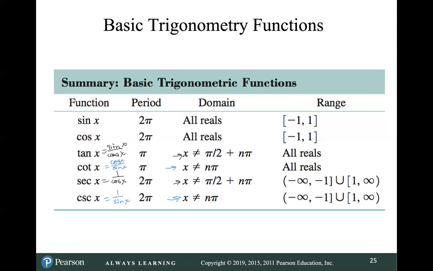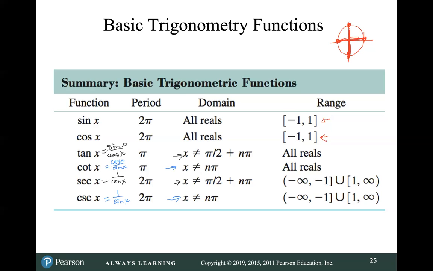For the range, sine and cosine come directly from the unit circle. So if I'm looking at x and y values on the unit circle, my largest x value is 1, my smallest x value is -1. So my range for cosine has to be between -1 and 1. And then the same thing for sine, my highest y value is 1, my lowest y value is -1. So the range for sine is also from -1 to 1.